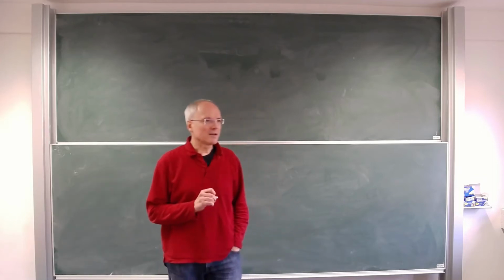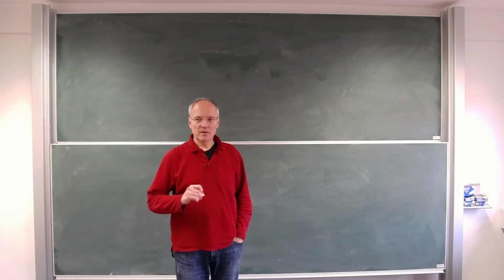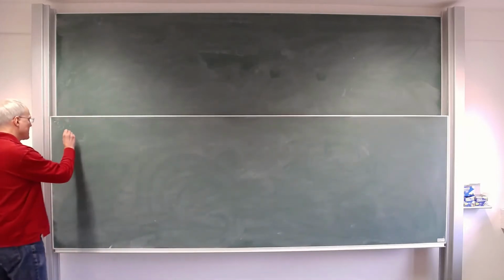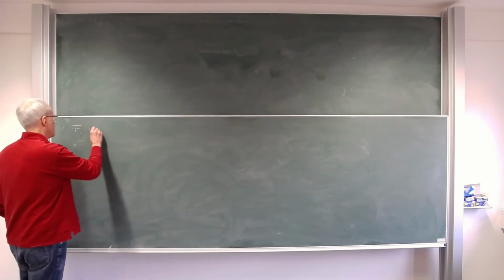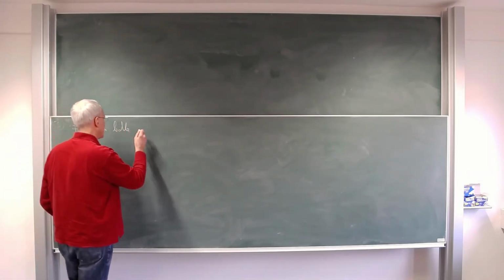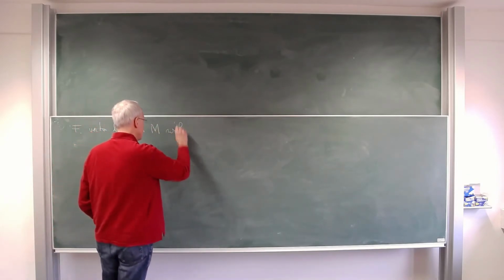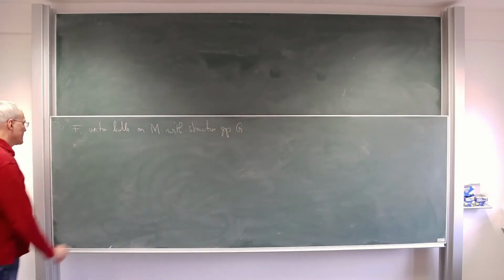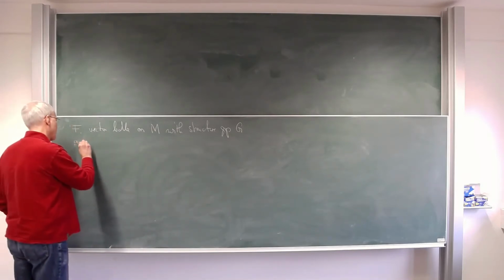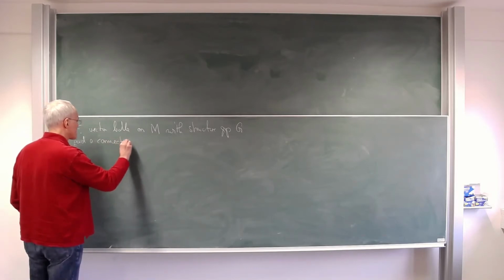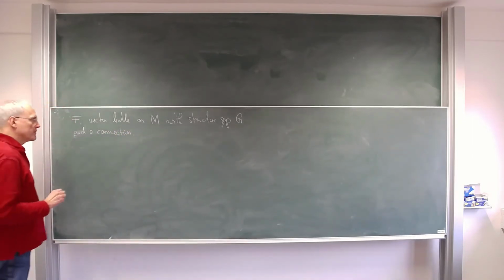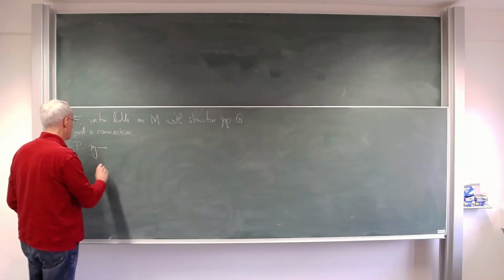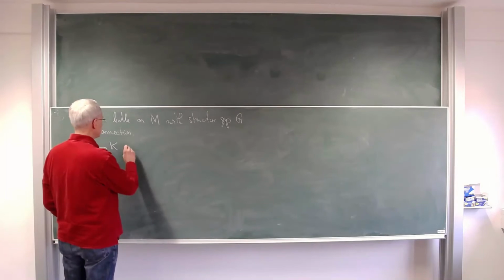Good, so last time I showed how to associate to a vector bundle with connection differential forms, so-called characteristic forms. So the setup is this: we have a vector bundle on a manifold M, structure group G, and we have a connection. And now we fix an invariant polynomial on G. So P from the Lie algebra of G to either real or complex numbers is an invariant polynomial.